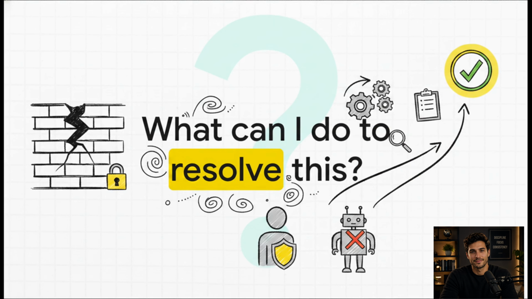Having firmly established the offense, the system then pivots. The next header asks, what can I do to resolve this? It's a great question, and it guides us straight from the offense to the plea.